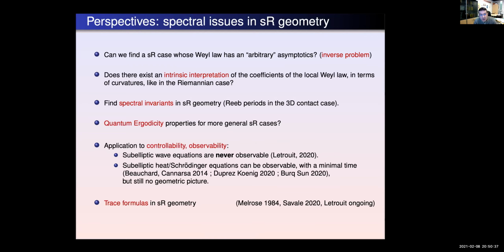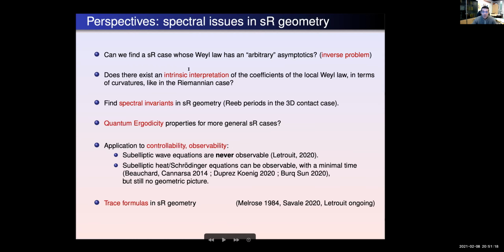The examples I showed you at the end of my talk make one think that maybe we could be able to, if you give me a kind of arbitrary asymptotics, of course making some basic assumptions on it, we think that it is always possible to design a sub-Riemannian case for which the Weyl law has exactly this asymptotics. It is an interesting kind of inverse problem.